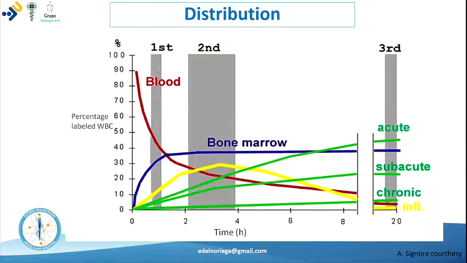and inflammation. If you follow the yellow line corresponding to inflammation, we can see an increasing uptake up to 2 or 4 hours, but then a decrease over time. By contrast, in acute or subacute infection, we can see an increasing uptake over time, all the time. So here, with the last image, we can make the differentiation between both pathologies.